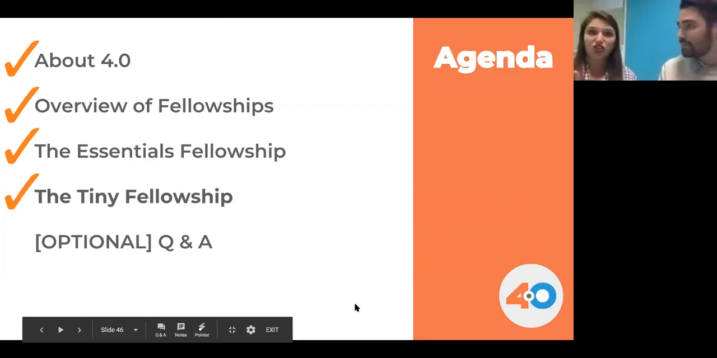So if you're unsure, apply for the Tiny Fellowship, because if you apply for Essentials and we think you're too far along, we don't have all the other information that would have surfaced in the Tiny Fellowship, so we won't be able to work with you this go around. So basically, if there's any question, we suggest you apply for Tiny.